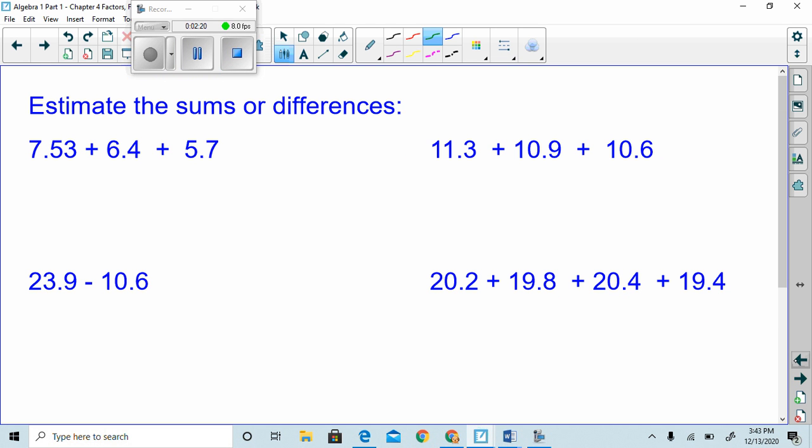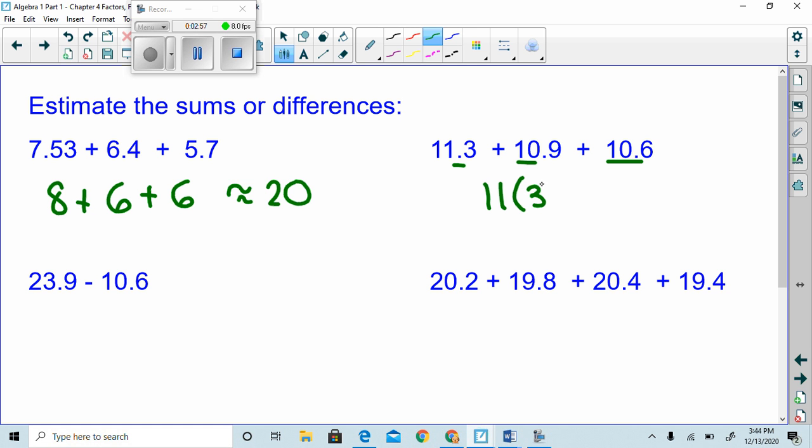We moved on from there to talk about estimation of sums and differences. We can use front end with adjust, we can use clustering, and we can use rounding. You can choose the method for all of these, and again, it's an estimation or approximation. It's not the exact answer. I'm going to use rounding for the first one, and I'll get 8 plus 6 plus 6, which is approximately equal to 20. My second problem, I'm thinking about clustering, and I see that they're all around 11, and there are 3 different terms here, so this is approximately equal to 33.